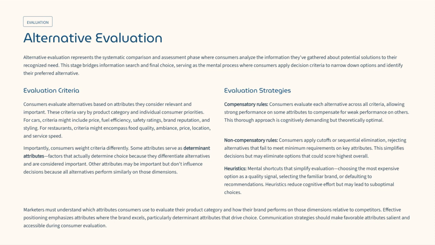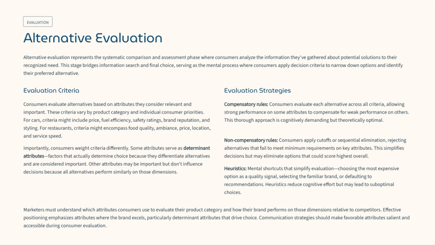It's important to recognize that consumers don't weigh all criteria equally. Some attributes are determinant. They are the key factors that actually influence the decision because they differentiate options and are deemed important. Other attributes might be nice to have, but don't really impact the final choice, especially if all options perform similarly on those dimensions.